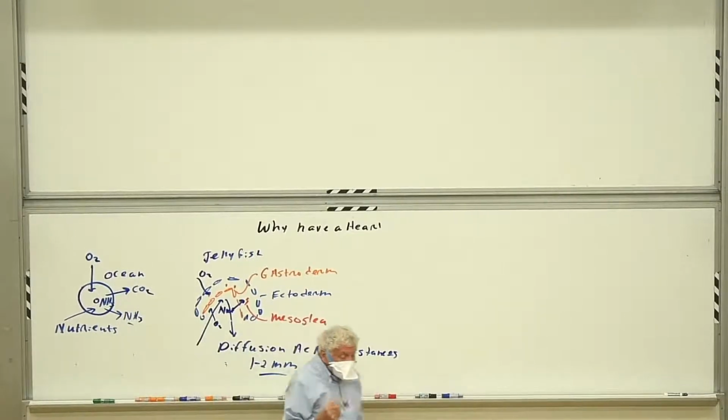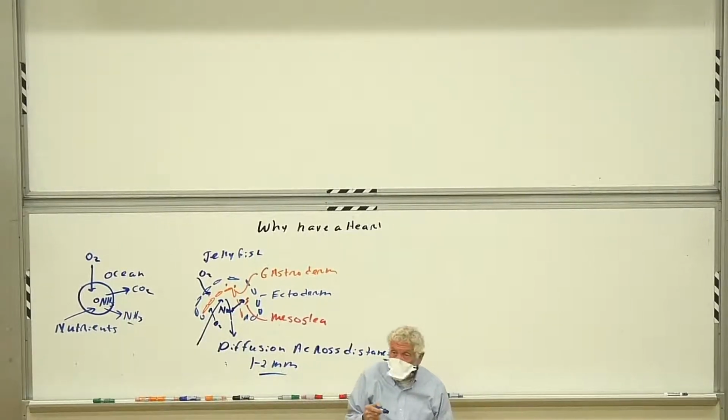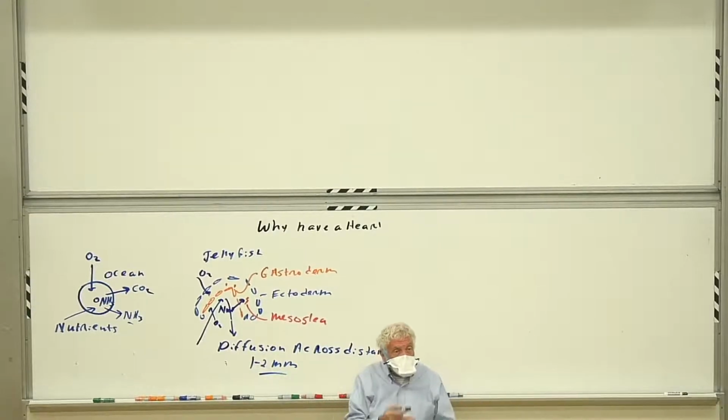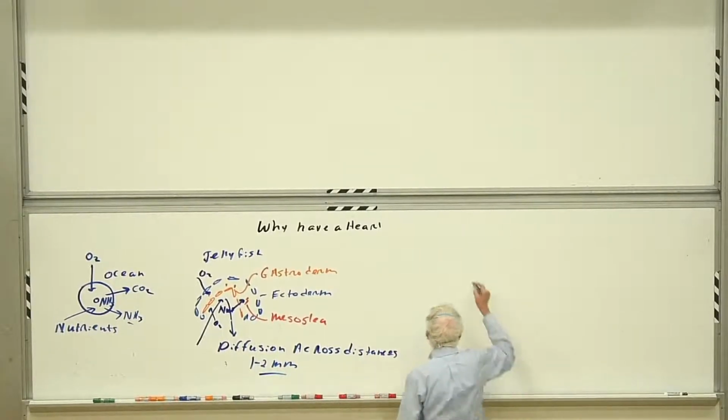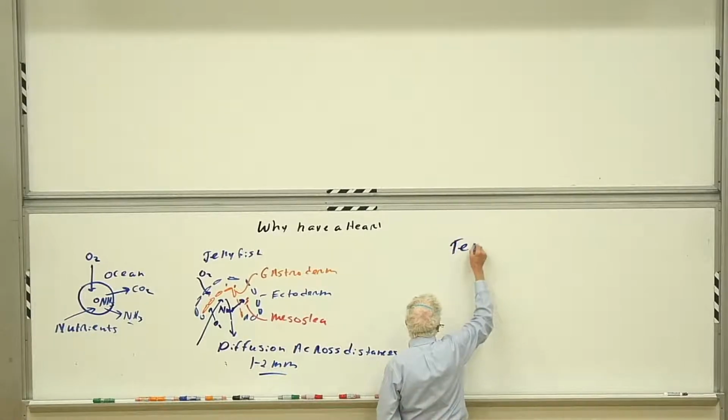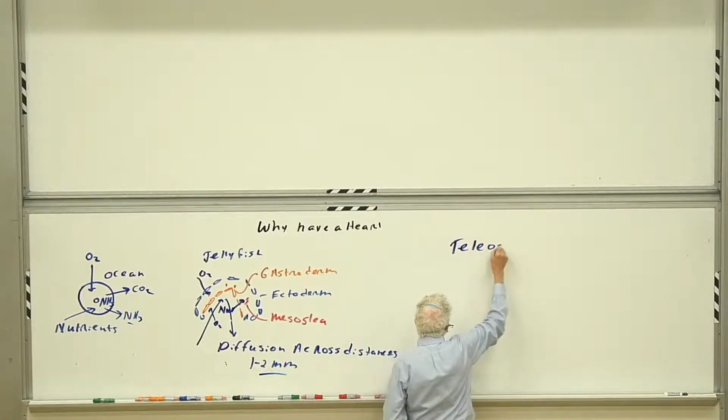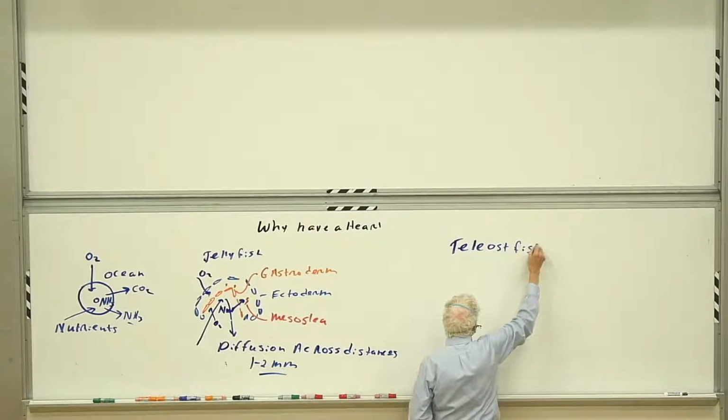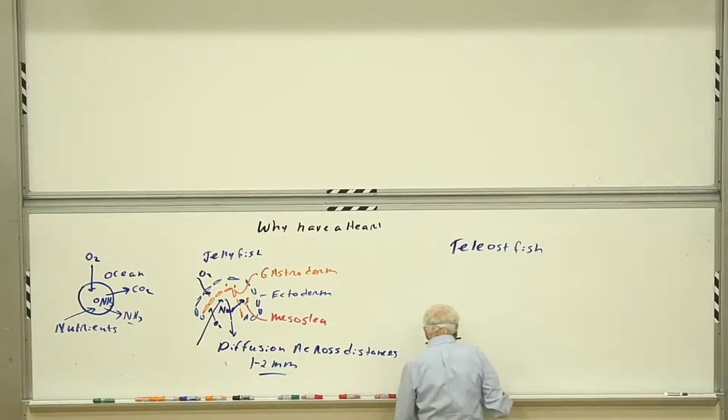When you begin to look at three-dimensional organisms, even arthropods, we begin to need some kind of a circulatory system so that oxygen and nutrients can be delivered to various parts of the organism. The one I'm going to tell you about, of course, is the teleost fish. This is like a goldfish.